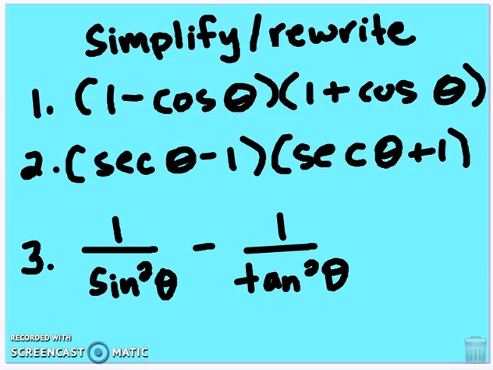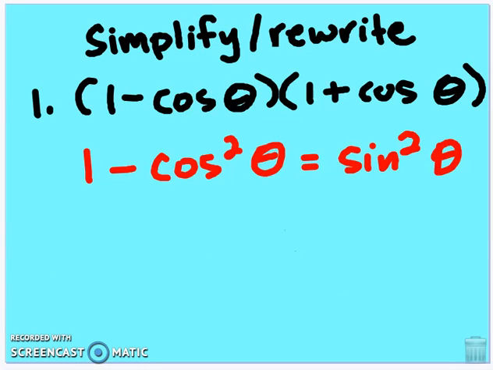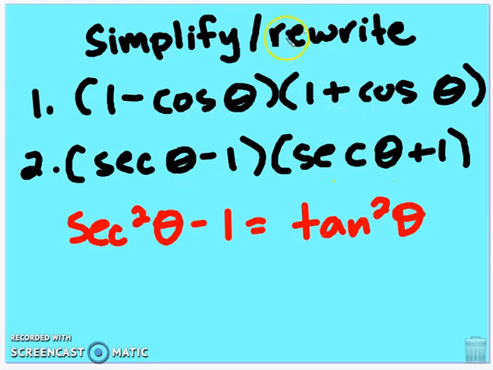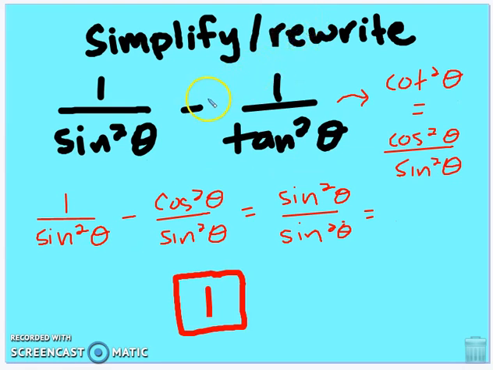All right, so now I want you to simplify and rewrite these. I'm going to take a moment and pause. All right, so the first one, 1 minus cosine squared theta is equal to sine squared theta as I FOIL this. Second one, I FOIL this, secant squared theta minus 1 is equal to tangent squared theta. And then the last one, I get 1. So 1 over sine squared theta minus 1 over tangent squared theta, which is cosine squared theta over sine squared theta, leaves me with 1 minus cosine squared theta, which is sine squared theta, over sine squared theta, which is equal to 1.